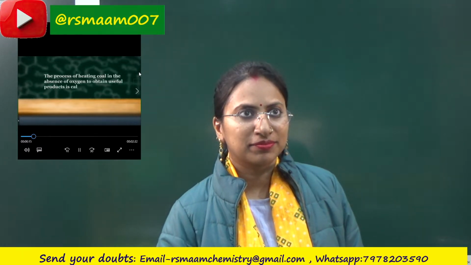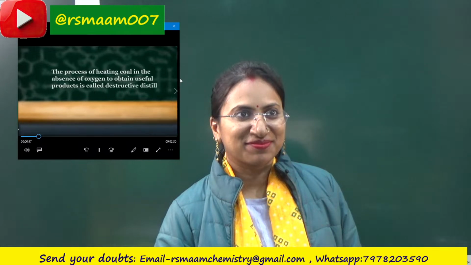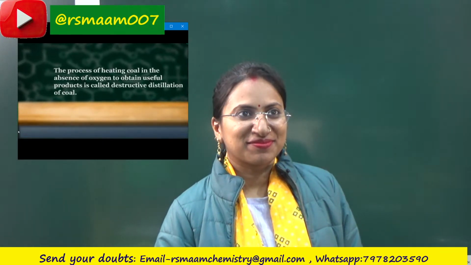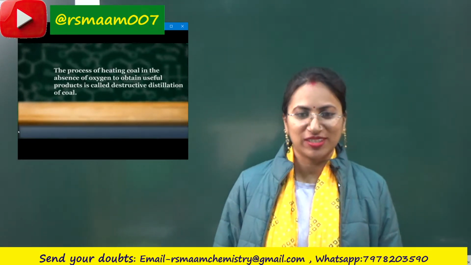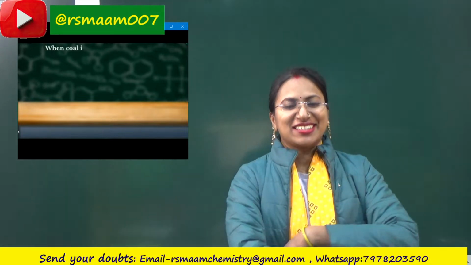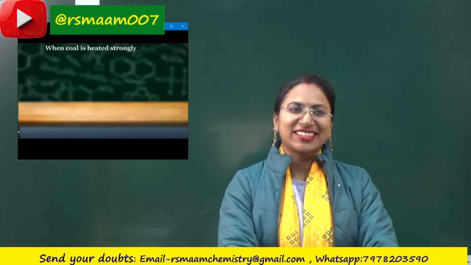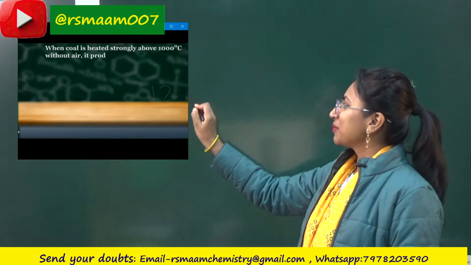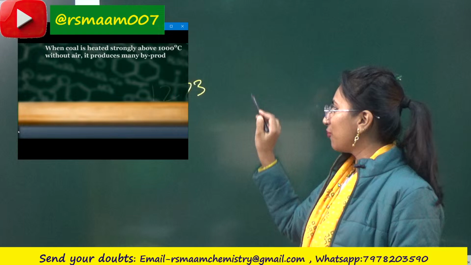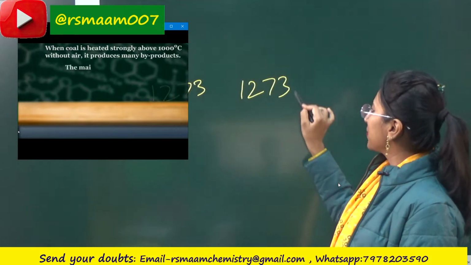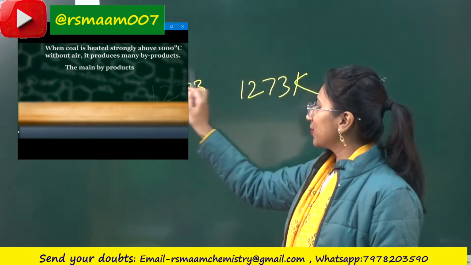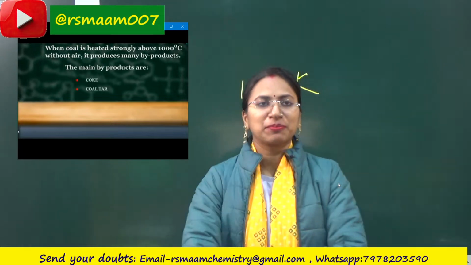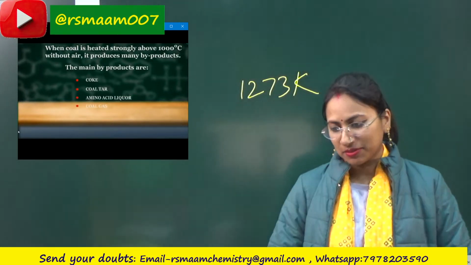The process of heating coal in the absence of O2 to obtain useful products is called destructive distillation. Coal, up to 1273 Kelvin. I'll discuss about it. Nice point.